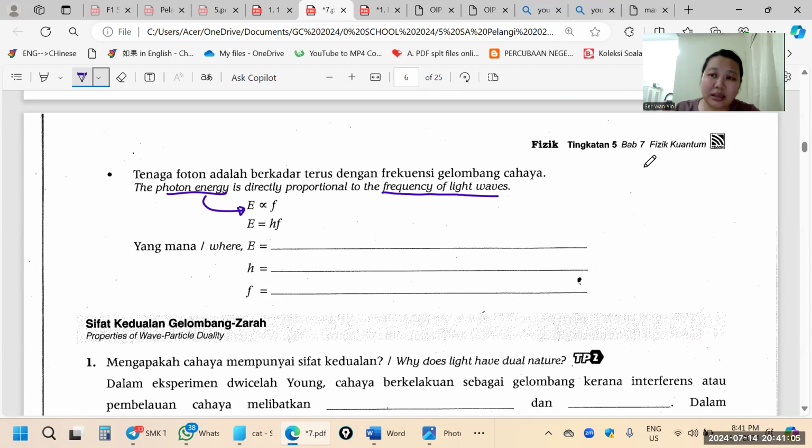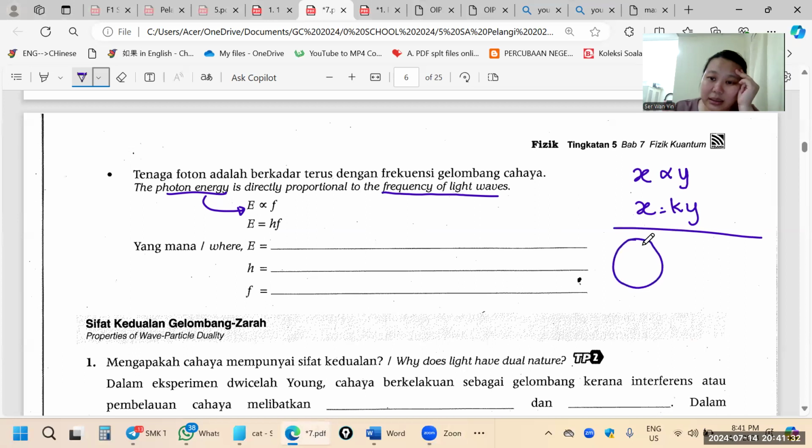So as we learned in Form 5, Chapter 1, Math, X is directly proportional to Y. So when we want to change to an equal sign, we need to give a constant. Okay, then the constant here is called h. Yes. So it's like pi lah. So for example, the scientists study the circle. Outside here is called the circumference.